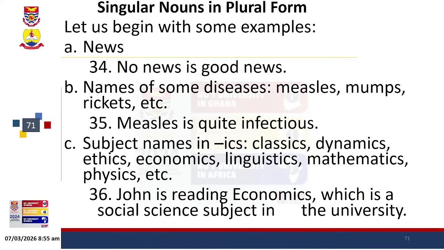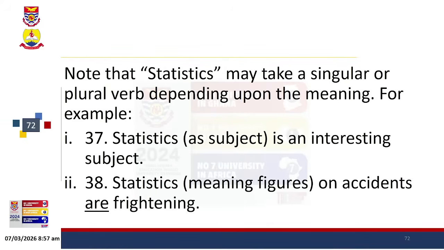Phonetics, semantics, pragmatics, these are singular nouns. So semantics is my favorite university course. Semantics is, not are. We have John is reading economics, which is a social science subject in the university. It means economics is singular, although it is written in plural form.